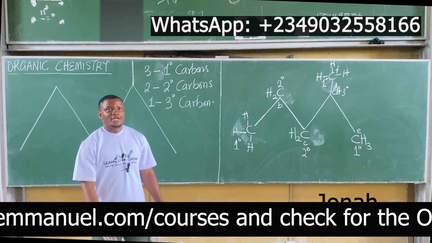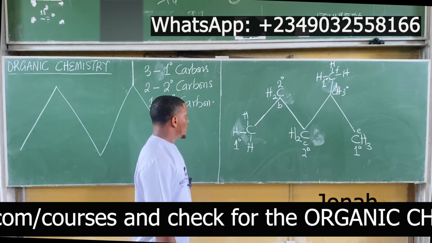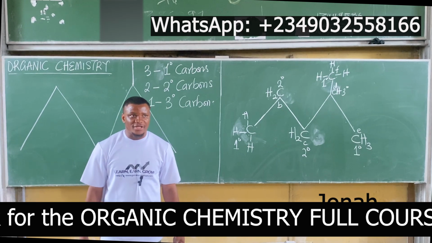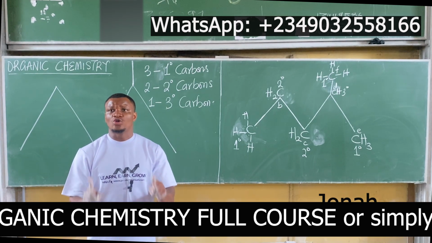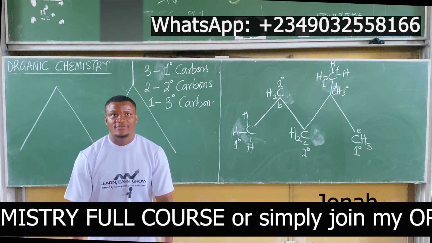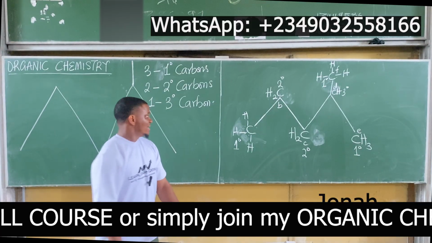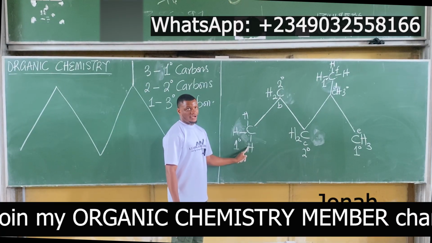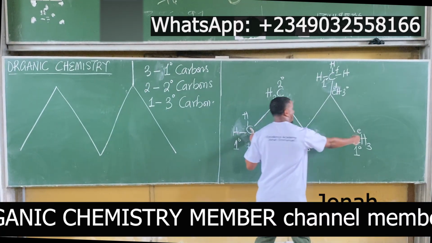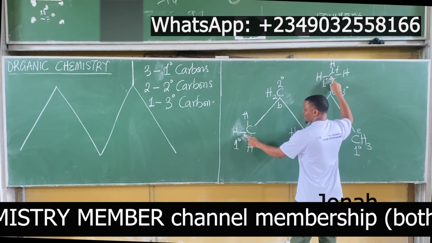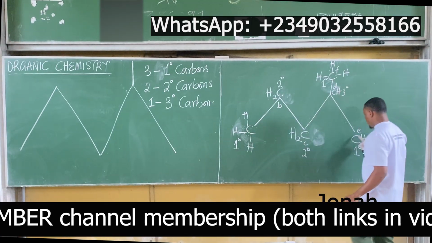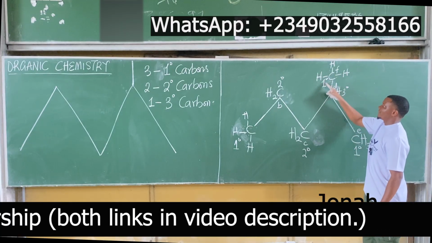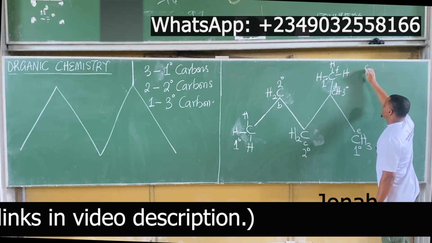Now hang on. That's case one. Case two, say we should find the number of primary, secondary, and tertiary hydrogen. Shift your focus from carbon to hydrogen. Start with this one, please. This is primary. How many hydrogen do you have here? Three. This is primary, this is primary, this is primary. Three hydrogen here, plus another three from here, six, plus another three from here. So I have nine primary hydrogen.